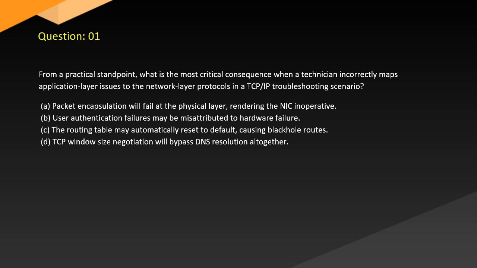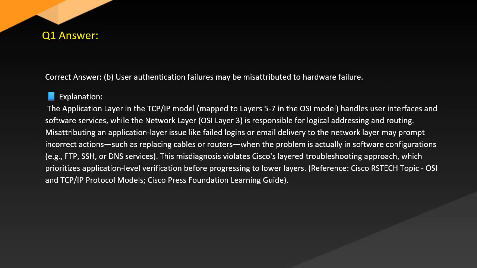C. The routing table may automatically reset to default, causing black hole routes. D. TCP window size negotiation will bypass DNS resolution altogether. Answer. Correct answer. B. User authentication failures may be misattributed to hardware failure.